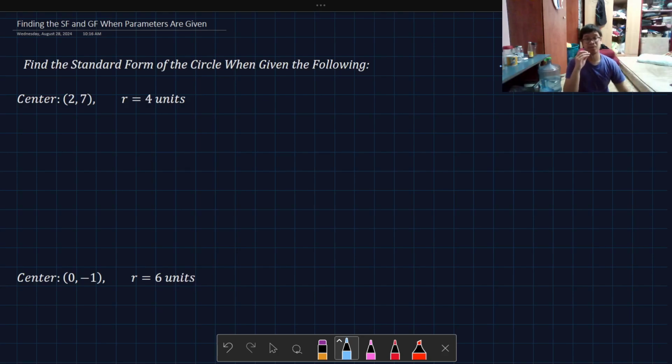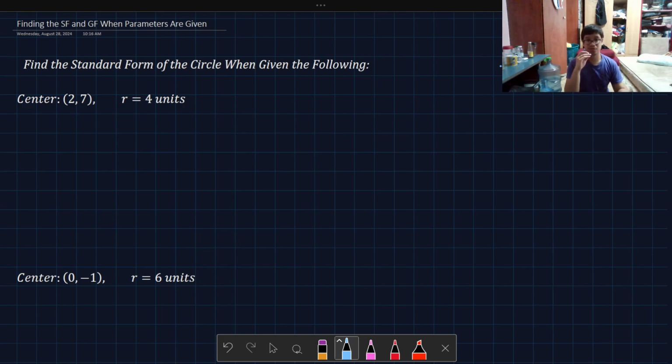Hello, everyone, and welcome back to the discussion about circle as a conic section. So here we're just going to continue this discussion. The overview of this video is we're going to find the standard form of a circle when given the following center and radius. For instance, we have the first problem. We have center, the coordinates are 2 and 7, and then we have a given radius, which is 4 units. So, what would be the standard form of the circle?